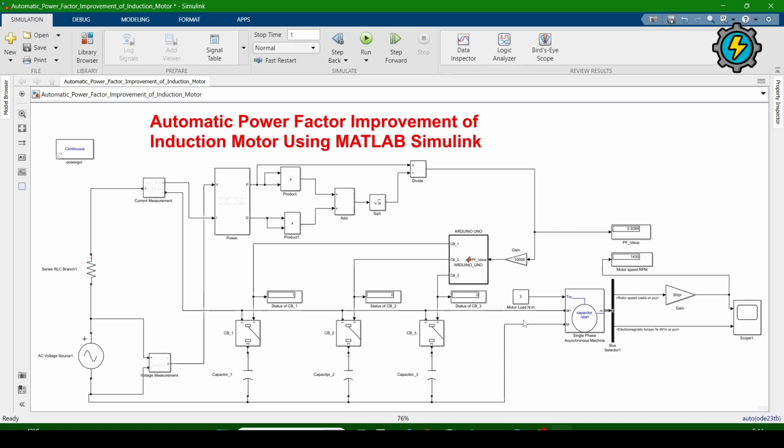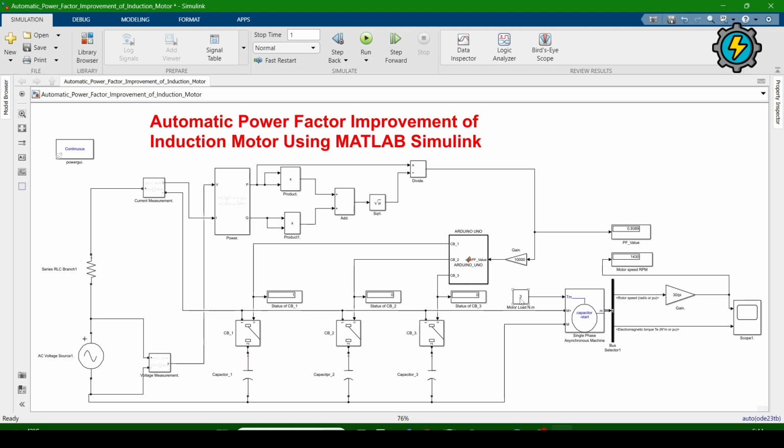Now you will see that the first circuit breaker status is now on. It means 1, and 1 means the circuit breaker is now closed. It means this capacitor bank is connected with the induction motor. When we applied 3 Newton meter before connecting this capacitor bank with the induction motor, it gave a value of 0.52 as the power factor. And now this capacitor bank is connected with the induction motor, and it is giving us an improved power factor of 0.9389.